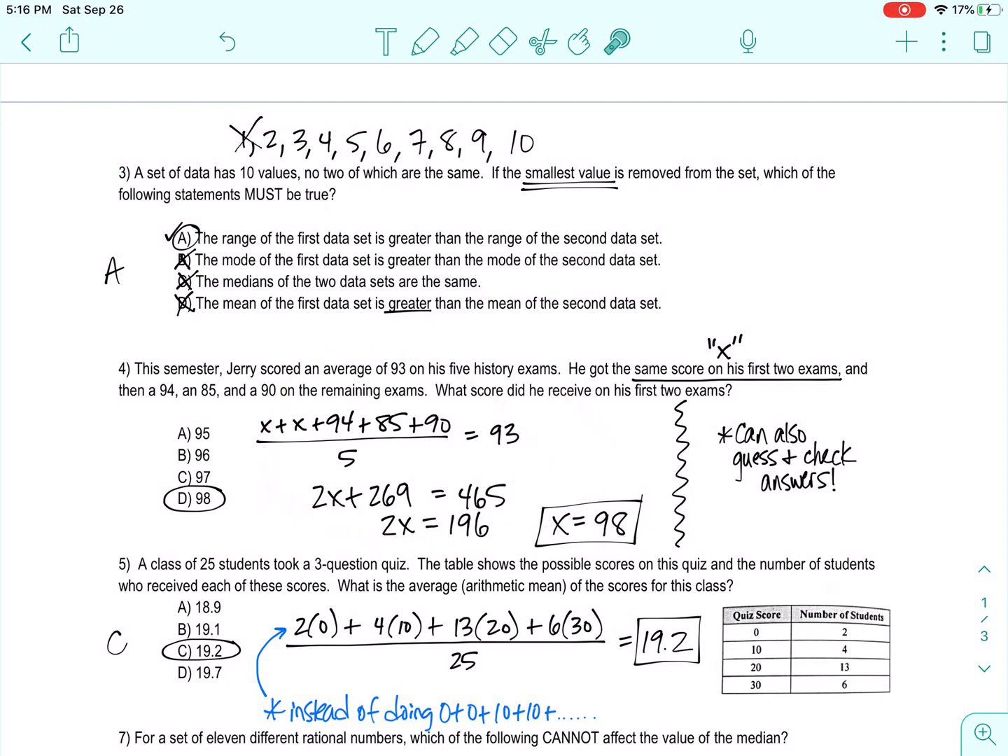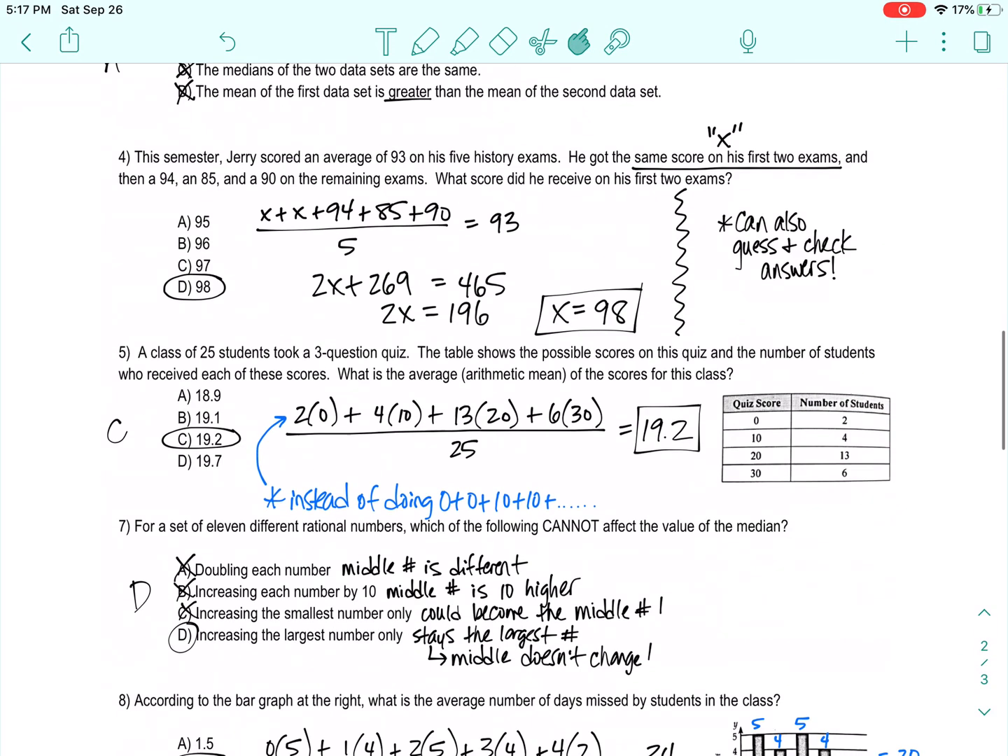You guys, it might even be faster if you have a calculator on this problem to just guess and check and go 95 plus 95 plus 94 plus 85 plus 90 over 5, see if it equals 93. And you could guess and check without setting up an equation here. Depending on how your math skills are and how comfortable you are with averages and writing your own equations, that might be a better method for you. Don't forget, you guys can guess and check if you're running out of time.